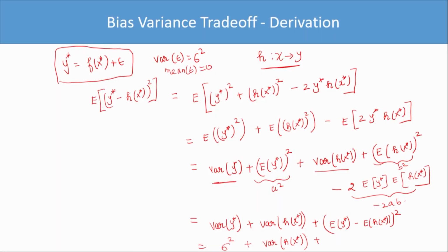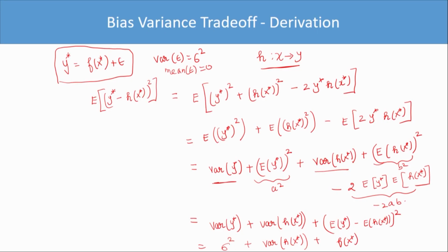So on an average, you are expecting f of x star to be the answer, but then there is a corruption due to the noise. And the noise has variance sigma squared, right? So this value is just f of x star. Correct? And then this is the expectation of h of x squared.